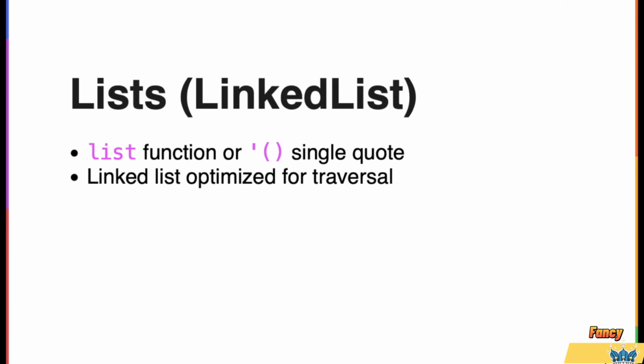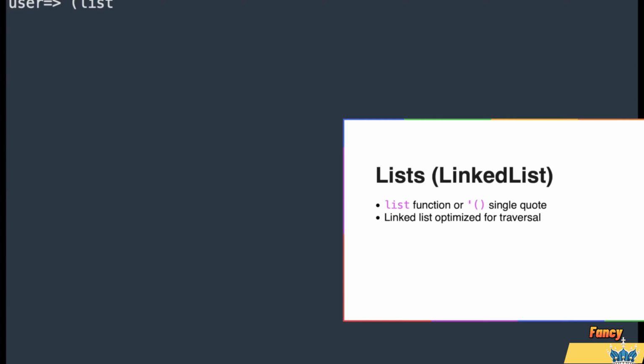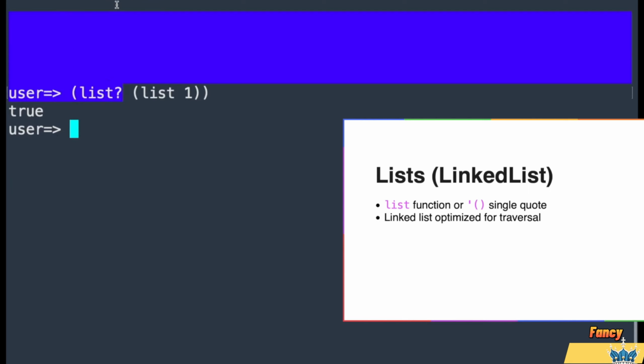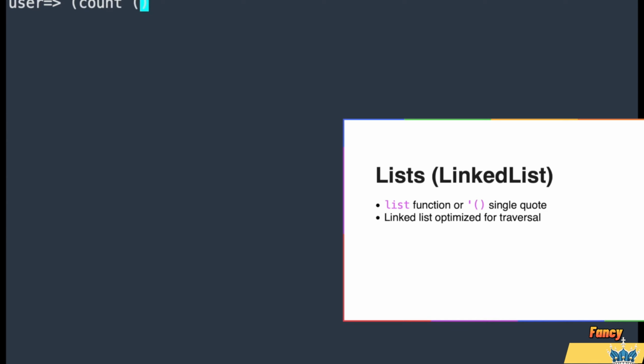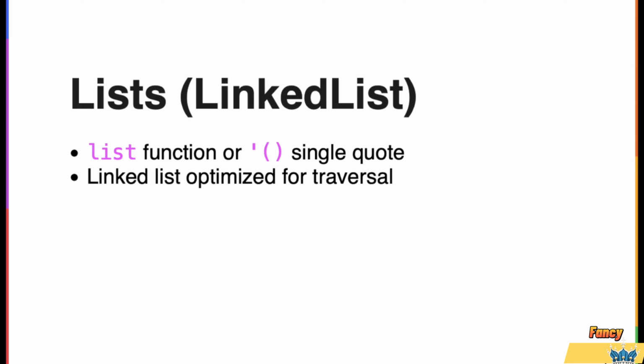There are many functions that you can use to operate on a list. We will try a few of them in this screencast, but I highly recommend that you read the lesson and test all the functions listed. The list? predicate, that is, list with a question mark, can be used to figure out if a variable is a list. Conventionally, functions ending with a question mark are considered to be predicates. The count function can be used to count the number of elements in a list. Now count is a sequence function, which means that it will work for lists, for vectors, for maps, and even for sets.